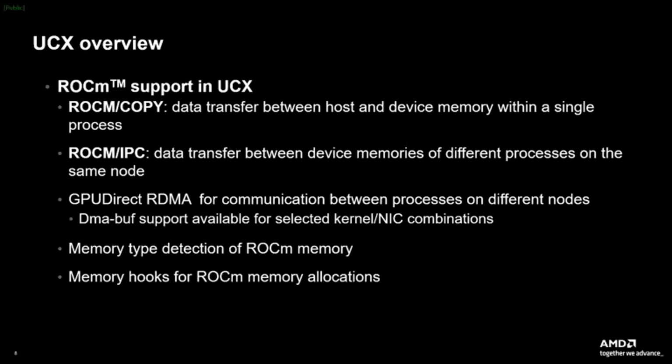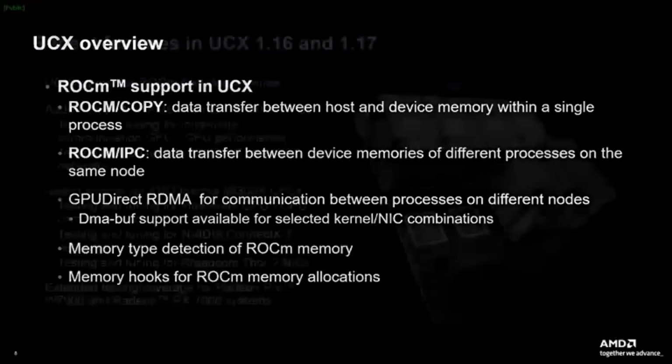You have to be able to perform data transfers, and that's both between host and device memory, but also between multiple devices, right? So that's the difference between the ROCm copy and the ROCm IPC path. And last but not least, you also need support for GPU direct RDMA style functionality, where the data can be transferred directly between the NIC and the GPU. And this is right now working both with the IB Peermem support, but also with DMA-buf based mechanisms, at least for selected kernels and NIC combinations, right?